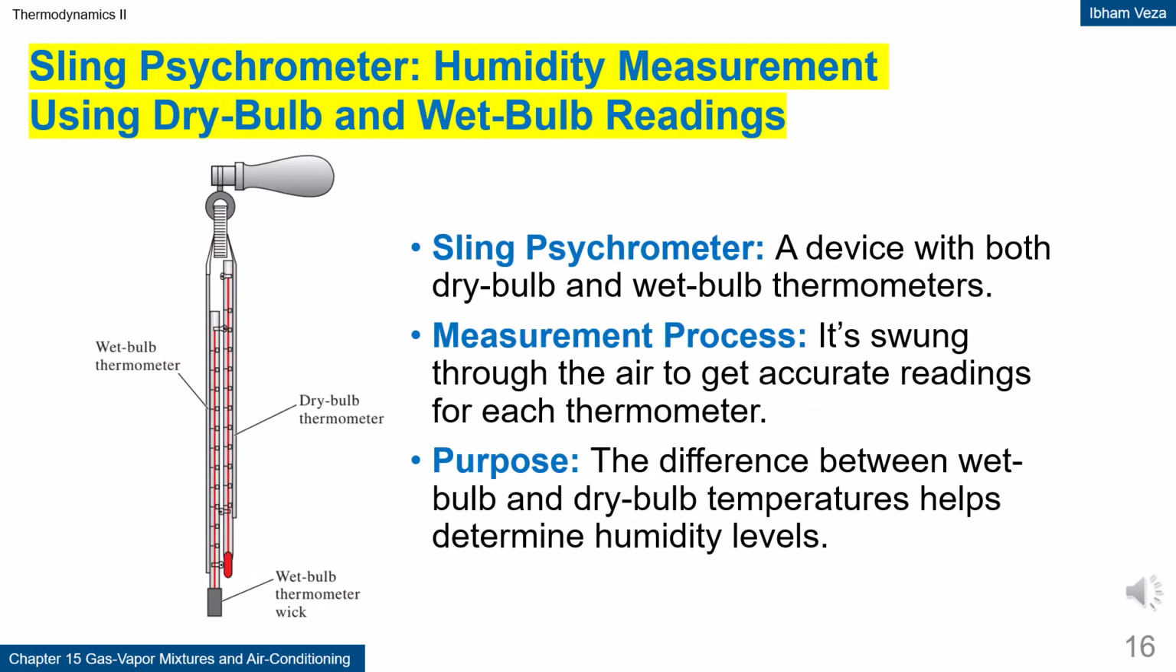Sling psychrometer. A sling psychrometer consists of a dry bulb and a wet bulb thermometer. The device is swung in the air to ensure sufficient airflow over both thermometers. The difference between their readings is used to determine the air humidity condition. This method is simple but very effective in practice.